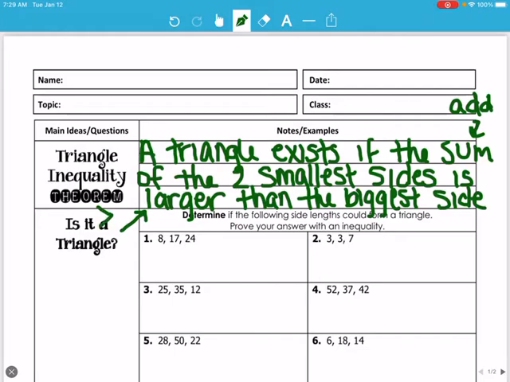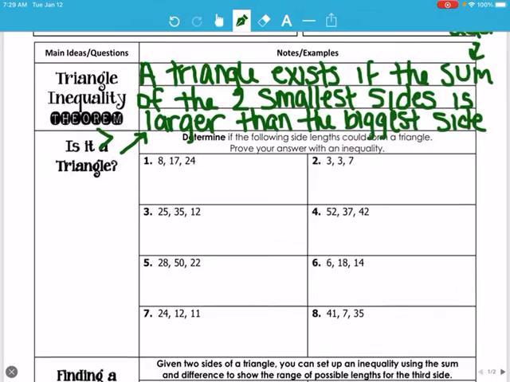Okay? So, in 1 through 8, are these triangles, these measurements, possible? Let's try number 1, for example. The two smallest sides in this case are 8 and 17, so we add them. And what do you get? You should get 25. So that sum, that addition, 25, is greater than that side of 24. So yes, this is a triangle.